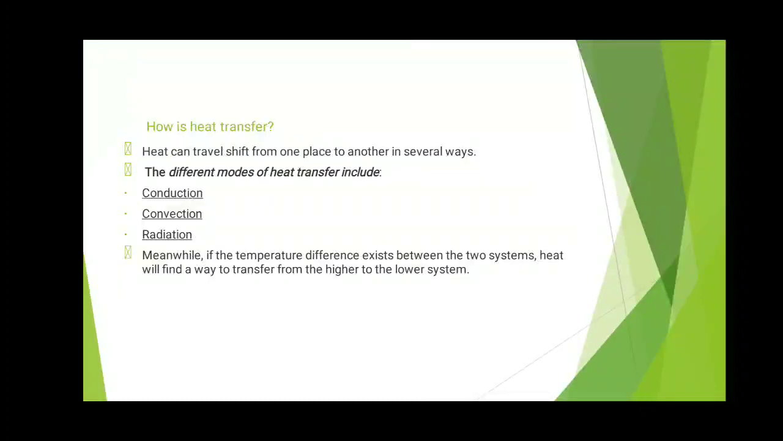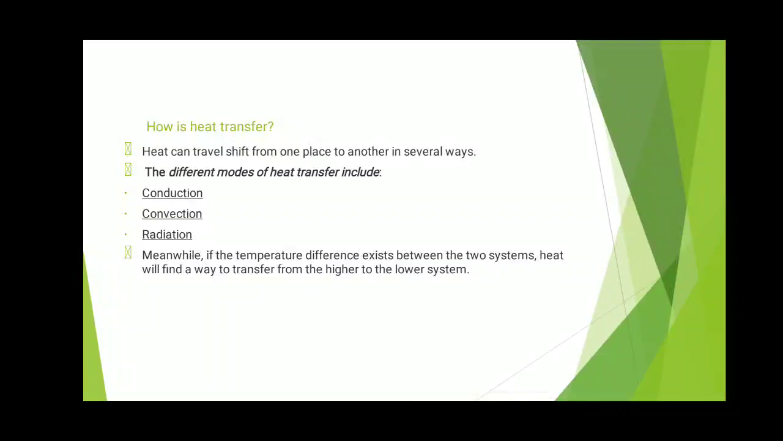Now, let's see how heat is transferred. There are three methods by which heat can be transferred, that is conduction, convection and radiation. If a temperature difference exists between two systems, heat will find a way to transfer from the higher to the lower system. This simply means that heat can be transferred from higher to lower regions of matter, or from higher temperature to lower temperature.